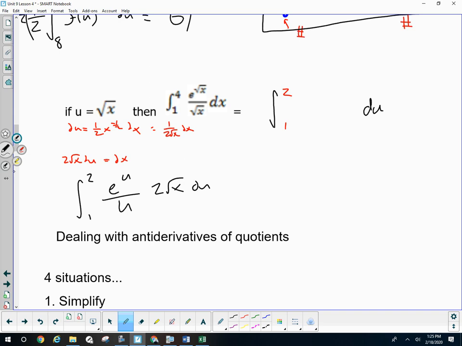Since root x equals u, these are the same. And I didn't have to change that root x on the bottom to u. So maybe you have the 2 on the outside, e to the u. That'd be the equivalent one. You could actually evaluate this too. 2 e to the u is the antiderivative plus c from 1 to 2 should be 2e squared minus 2e. Okay.